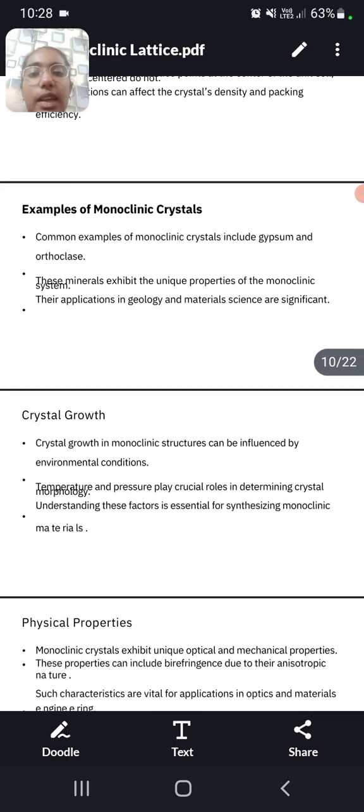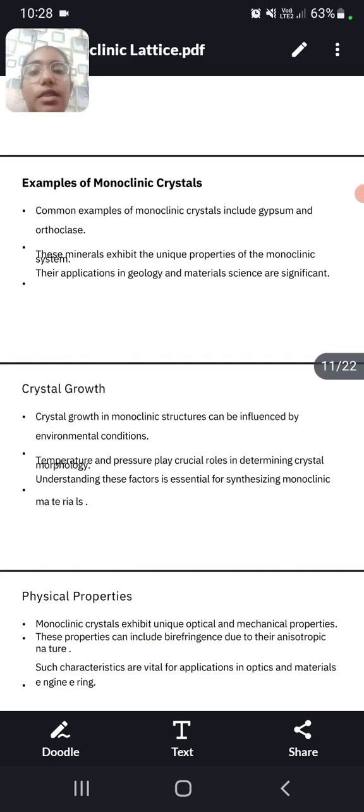Examples of monoclinic crystals. Common examples of monoclinic crystals include gypsum and orthoclase. These minerals exhibit the unique properties of the monoclinic system. Their applications in geology and materials science are significant.